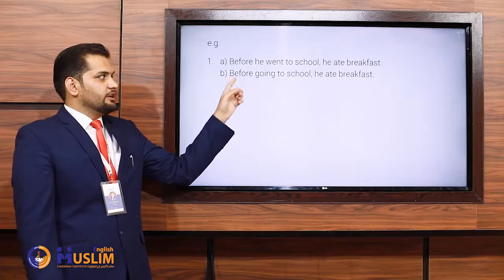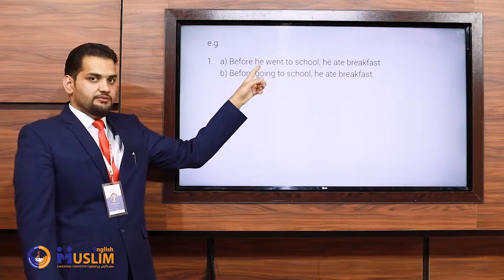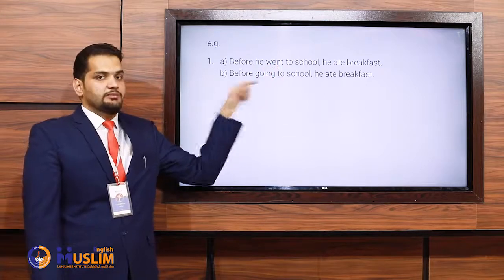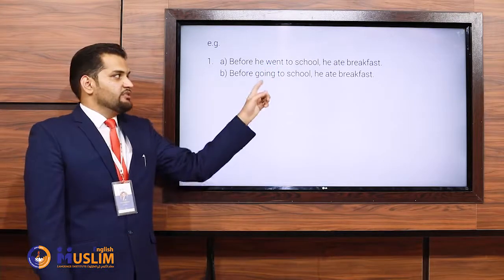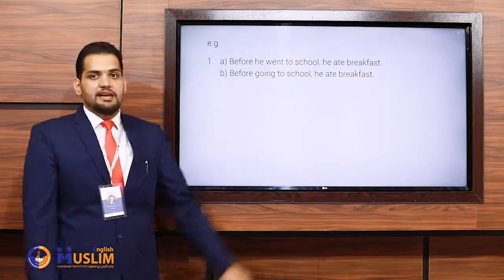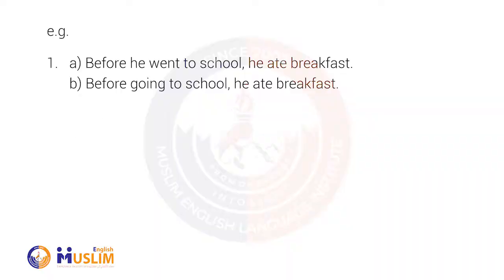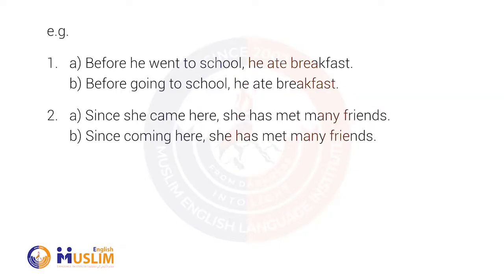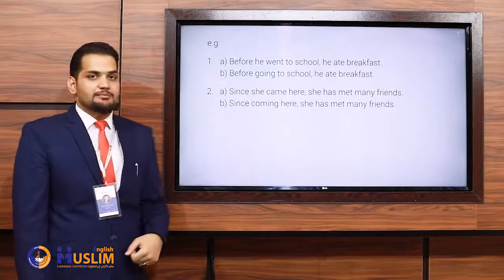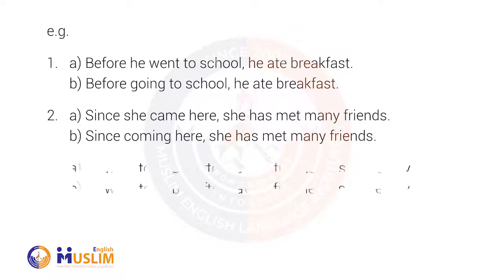So say before, remove the subject of the adverb clause and change the verb, the main verb, into verb-ing. The ing form of went is going. Before going to school, he ate breakfast. Number 2. Since she came here, she has met many friends. Since coming here, she has met many friends.